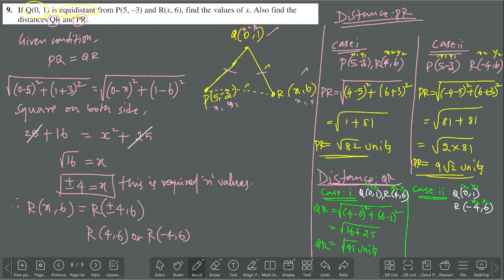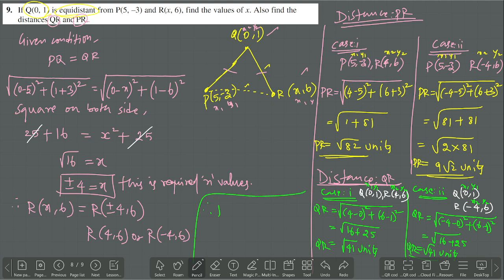There in the QR, same QR, right? What is that? X2 value minus 4 minus 0 whole square plus 6 minus 1 square. Here I am getting the same distance. Have you noticed it? 16, 6 minus 1 is 25, equal to root 41. Then for QR you write one answer. No need to write 2 times. Root 41 you write.